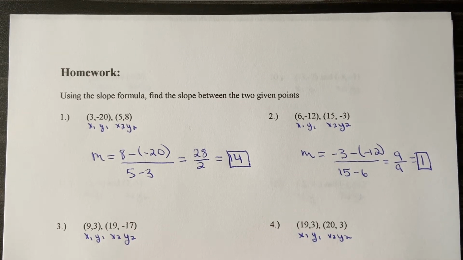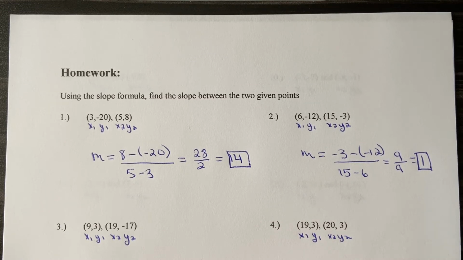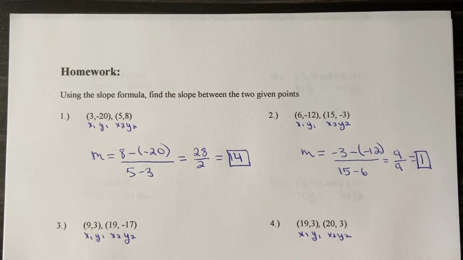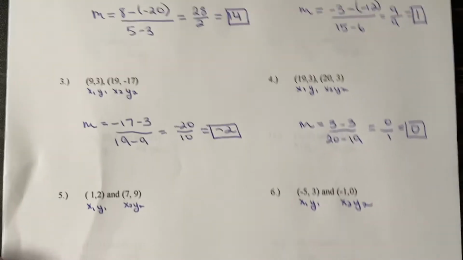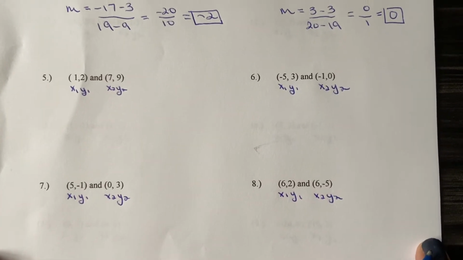This would be 3 minus 3 all over 20 minus 19. Now this scenario we haven't seen before, but if you punch this in your calculator, 0 over any number other than 0 would just give you 0. So that's what that one's going to give you. Okay, scrolling down.